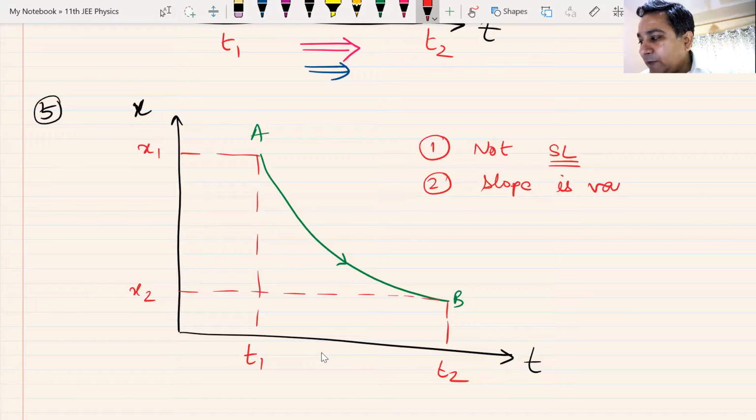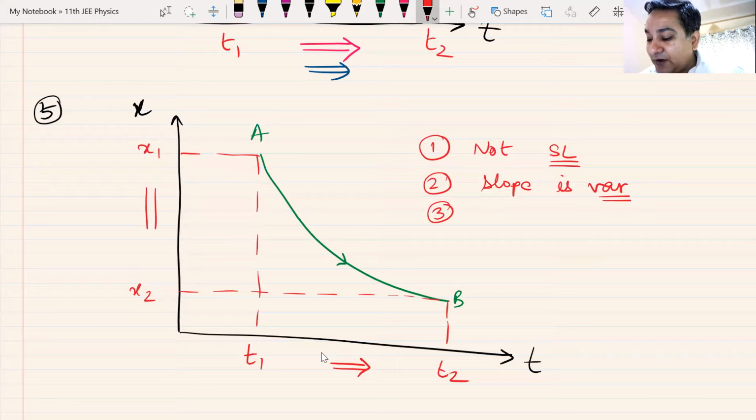Slope is variable. What about the slope? Positive or negative? Look at this, yes, Shreya. Time is increasing, but the value of x is decreasing. So the slope is negative.